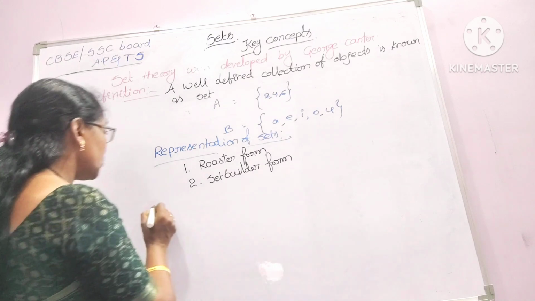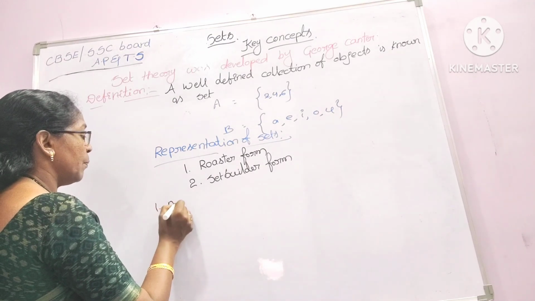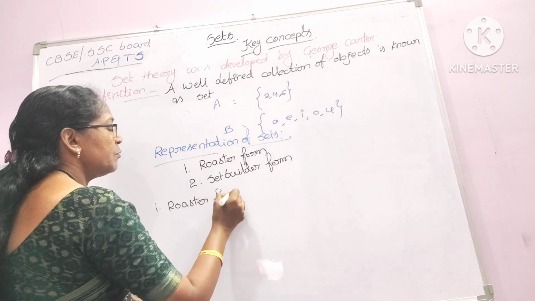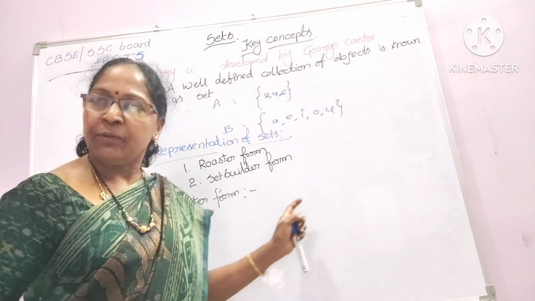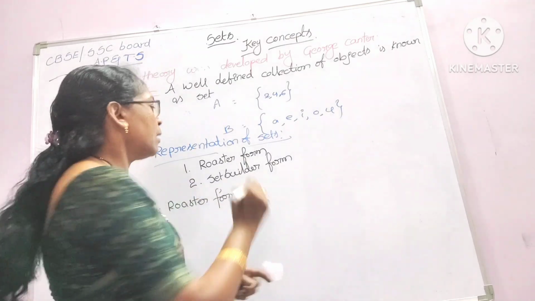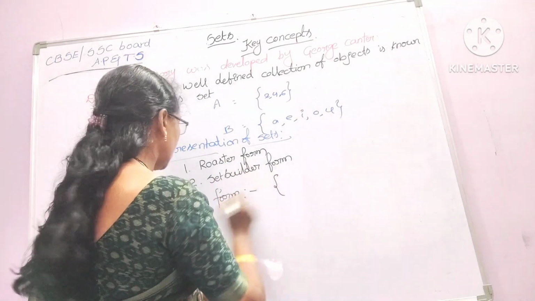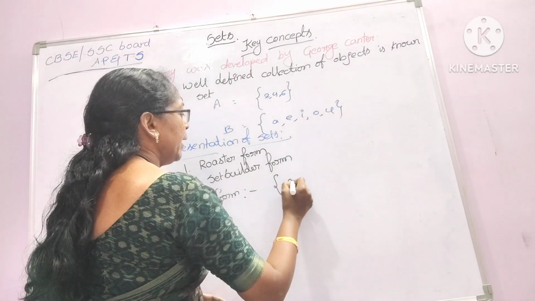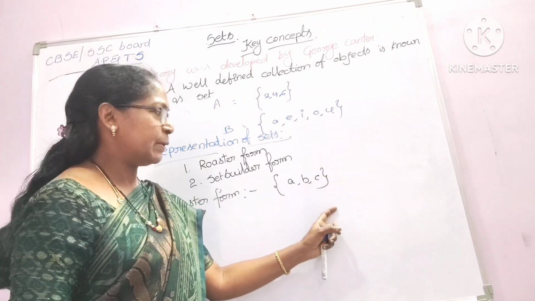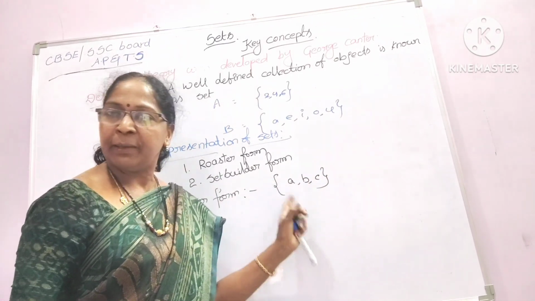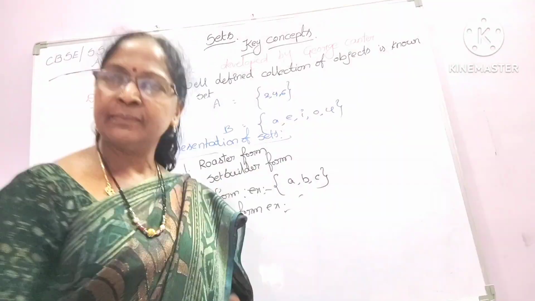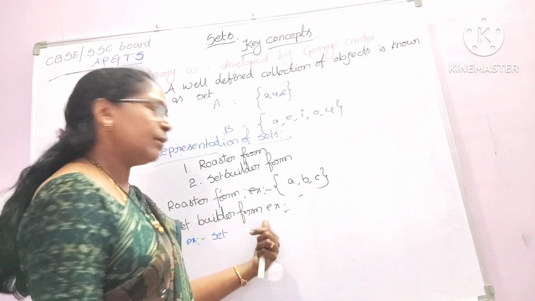So, what is roster form? In the roster form, how can you represent? In the roster form, we have to represent the elements by separating them with commas only. For example, in the roster form, A, B, C, directly the elements we have to represent. Those elements are separated by commas only. This is the roster form. Second one is set builder form.